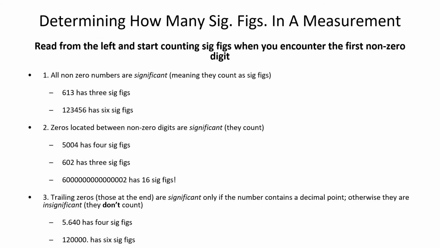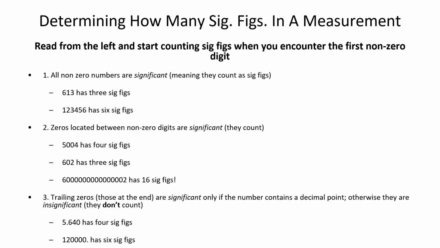How many sig figs in a measurement? How many significant figures or significant digits are in a measurement? Remember, read from left and start counting significant figures when you encounter the first non-zero digit. All non-zero numbers are significant, so any numbers that are not a zero count as significant figures. The number 613 has 3 significant figures. The number 123456 has 6 significant figures.